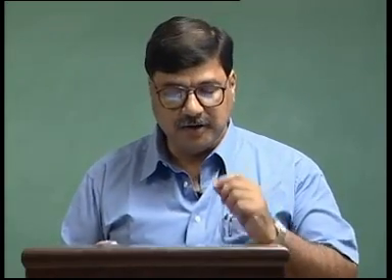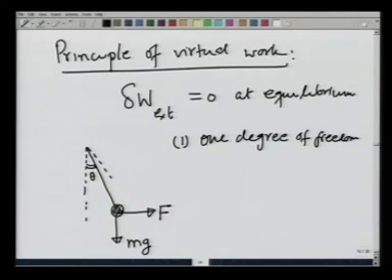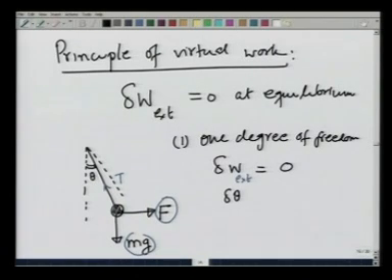So, I can make a virtual displacement changing that theta only here. The principle says that delta W, only external forces, is equal to 0. The only external forces that are working on the system are F and mg, with T being the constraint force which does 0 work. So, this is only external. Let us make a virtual displacement of delta theta.